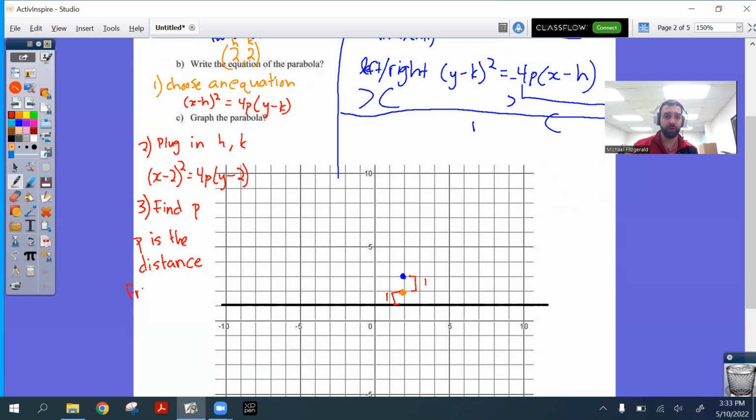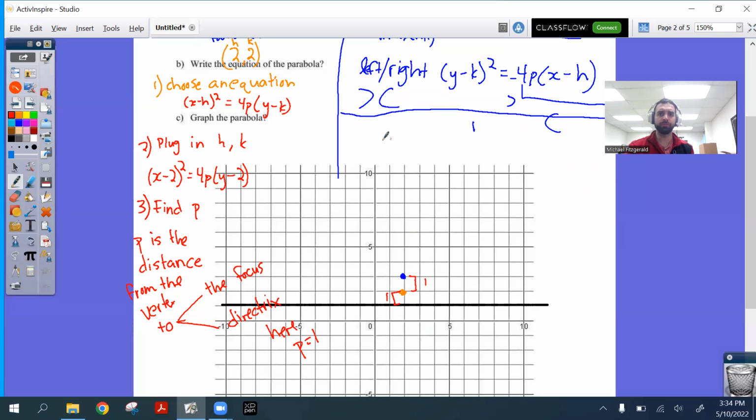I'm sorry, I put the wrong thing. It's from the vertex to the focus or the directrix. So that distance is 1. So here, p is equal to 1.